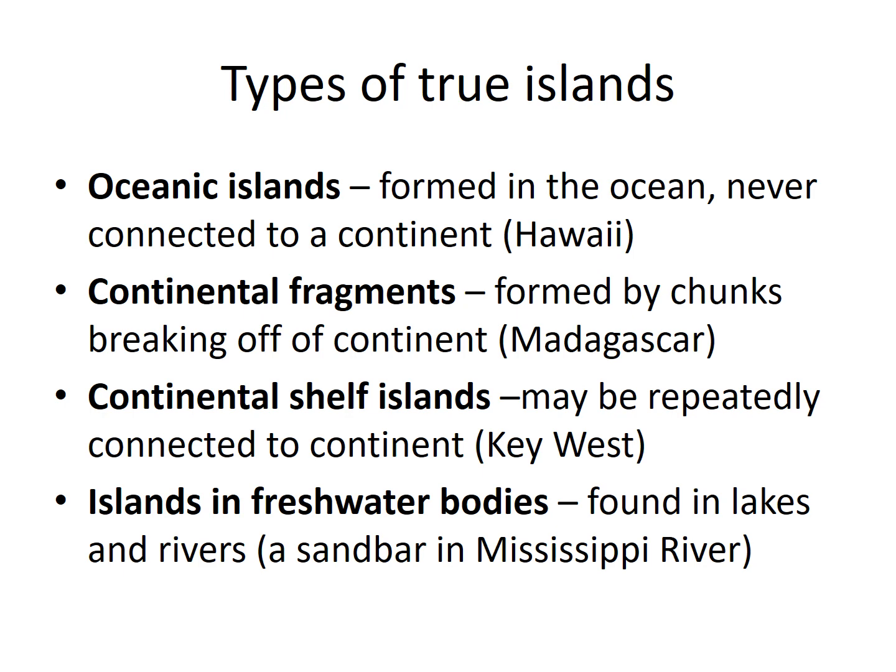So, let's first start thinking about true islands. What are the different forms of true islands? Of true islands, so islands surrounded by water, we can break those down into those that are classified as oceanic islands. Oceanic islands are ones that have formed in the ocean. They've never been connected to a continent. And Hawaii is a great example of this.